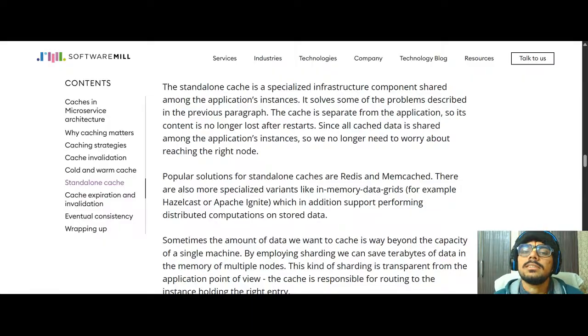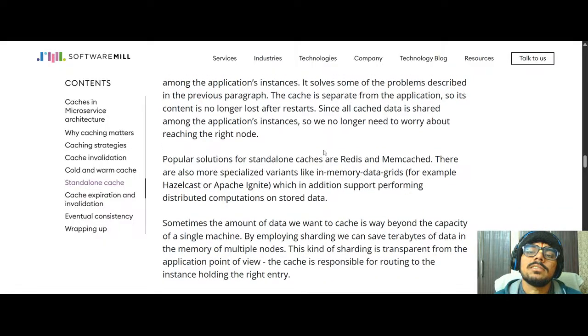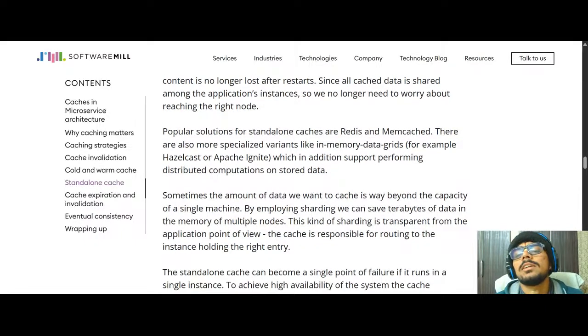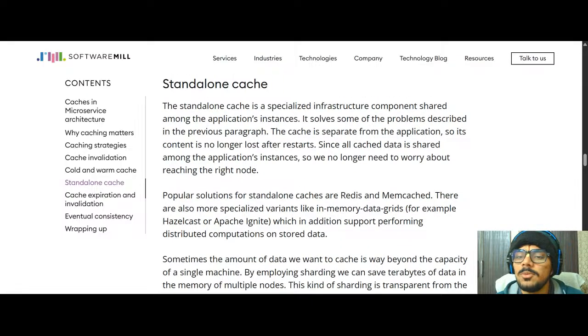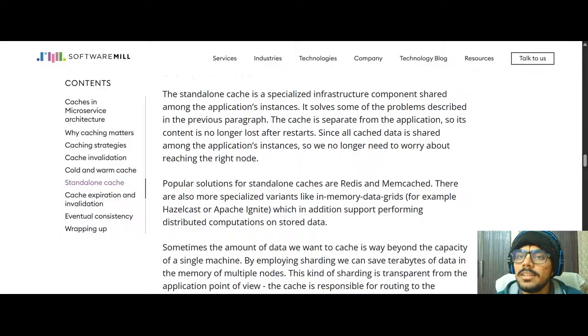Since all the cache data is shared amongst the application instances, we no longer need to worry about reaching the right node. Popular solutions for standalone caches are Redis and Memcached. Great, so Redis performs as a standalone cache. Awesome, we've got another point.